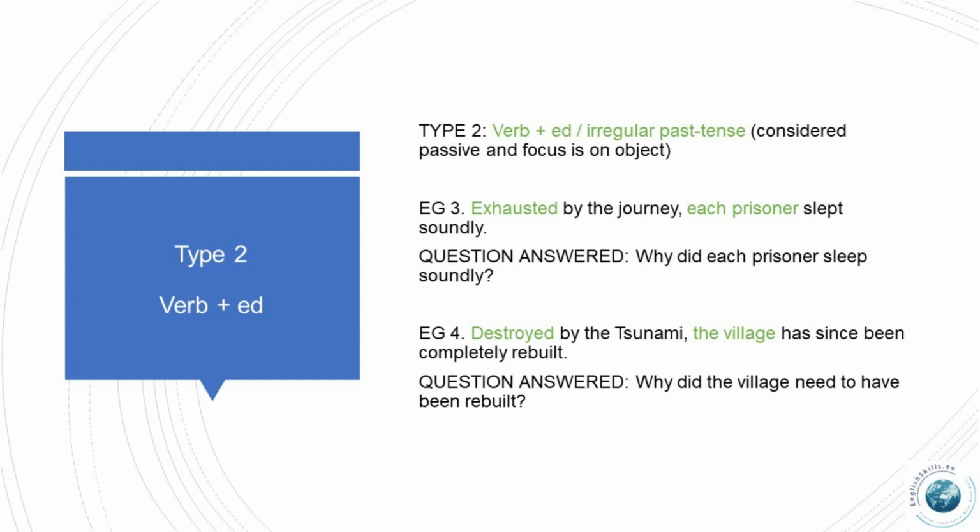Yeah, so this again is just giving you an extra tool to add information. Don't go too complicated to begin with. Look at the structures, use them, steal them, put them into your own essays. As you become more confident, you can create more complicated sentences.